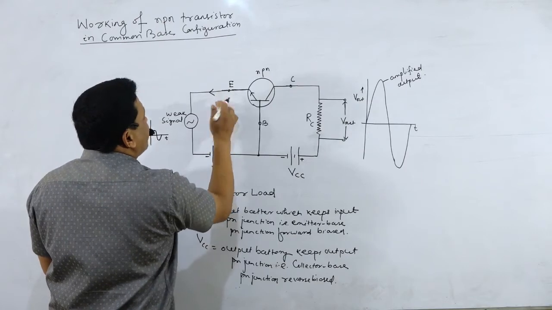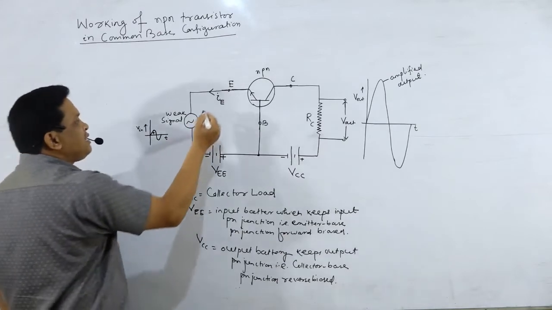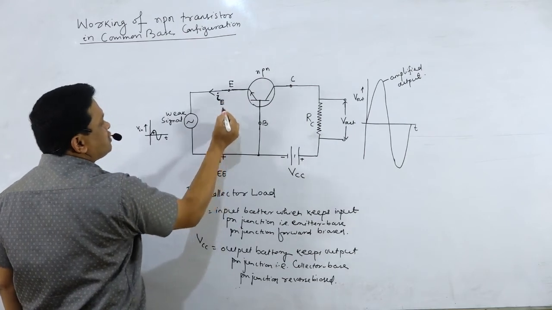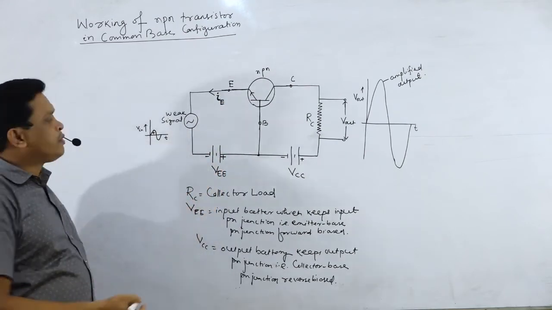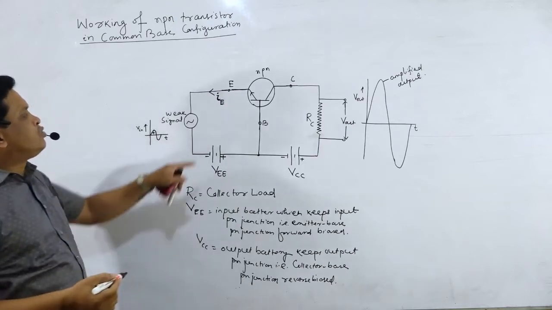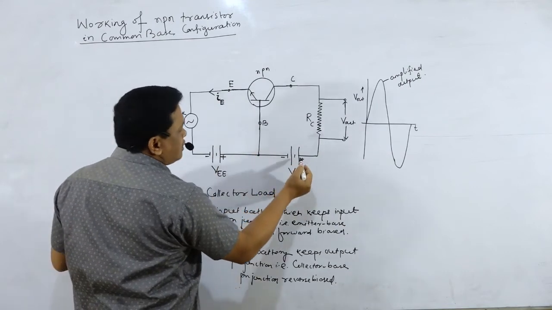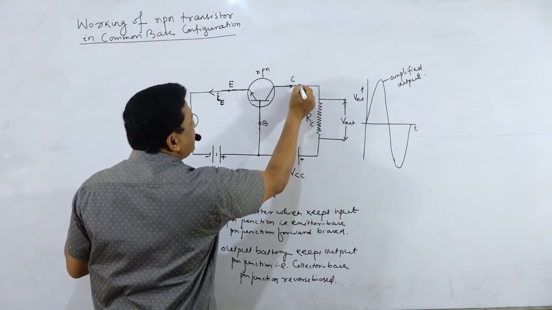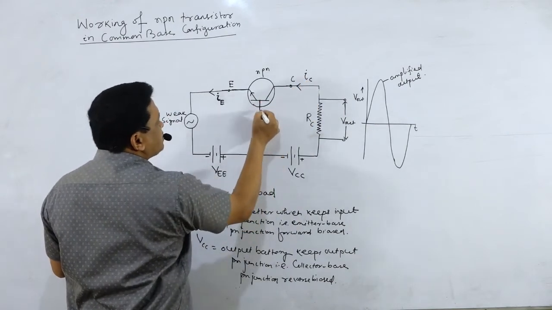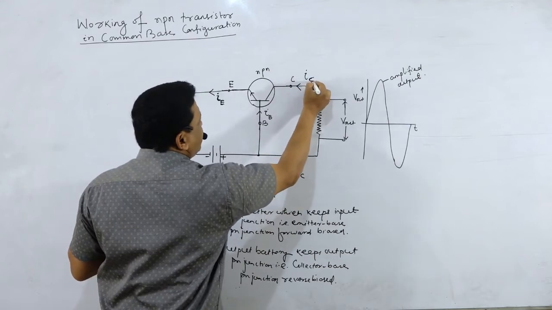See how I am marking here, small i, capital E, because both the DC and AC are flowing here. DC due to the batteries and AC due to the alternating voltage. So this is IE, and this one the collector current IC, and this one the base current IB. So these are the three currents.